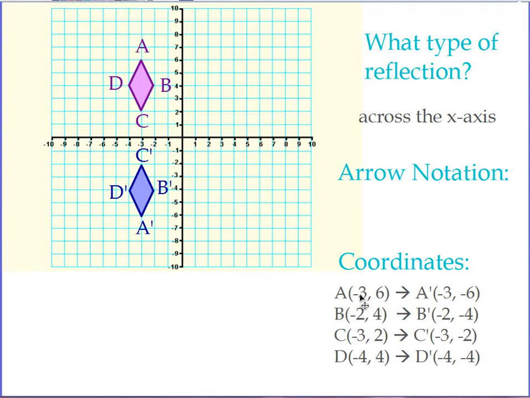Hopefully what you're seeing is that the x value this time didn't change at all, but the y value changed sign. Or I should say went to the opposite sign. That will happen with any reflection across the x-axis. So when we write our arrow notation, a reflection takes every point (x, y) and changes it to (x, -y). The shortened or abbreviated notation is a reflection across the x-axis.